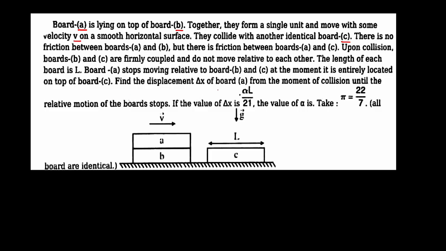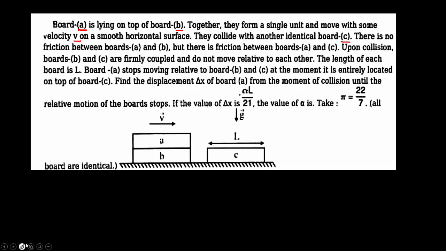Find the displacement delta x of board A from the moment of collision until the relative motion of the boards stops. If the value of delta x is alpha L by 21, the value of alpha is our question, and they are asking us to take pi value as 22 by 7, and all the boards are identical.